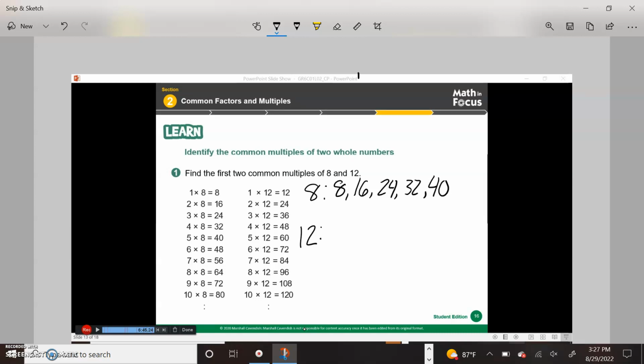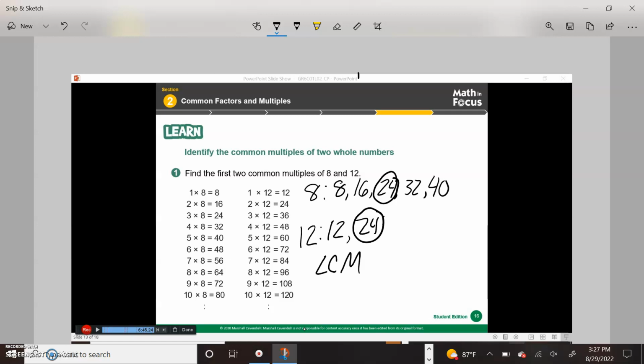You always start out with the first number, so you're skip counting by 8. Now I'm going to skip count by 12. Why 12? Because that's my other number. 12, 24, right away the first number that we come across is 24. So that would be the least common multiple of these two numbers.